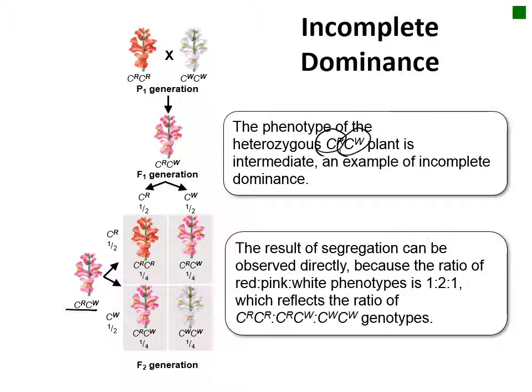The genetic crosses are completed in the same way, as seen here in the Punnett square. But instead of getting 3 red to 1 white, like we would have with complete dominance, we instead see 1 red to 2 pink to 1 white. The phenotype ratio now matches the genotype ratio.